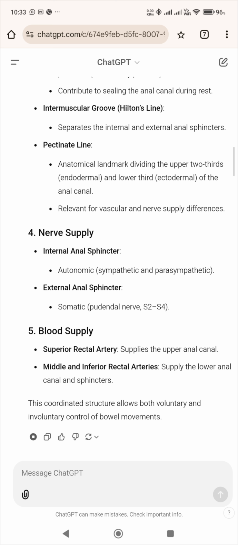4. Nerve supply. Internal anal sphincter: autonomic, sympathetic and parasympathetic. External anal sphincter: somatic, pudendal nerve, S2 to S4. 5. Blood supply. Superior rectal artery supplies the upper anal canal. Middle and inferior rectal arteries supply the lower anal canal and sphincters. This coordinated structure allows both voluntary and involuntary control of bowel movements.